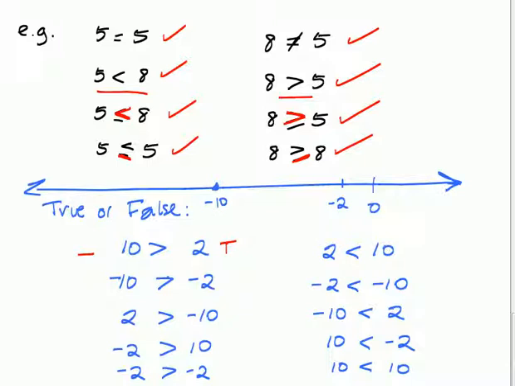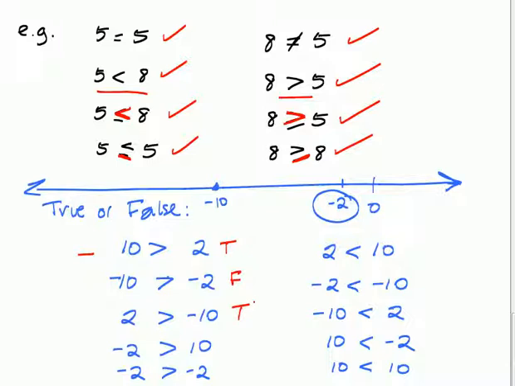So which is bigger? Yeah, the one to the right is the bigger number. So negative 10 is not bigger than negative 2. So let's put an F. That's false. Is 2 bigger than negative 10? Again, think of your number line, where 2 would be and where negative 10 would be. 2 is going to be to the right, so it's bigger. We'll say true.